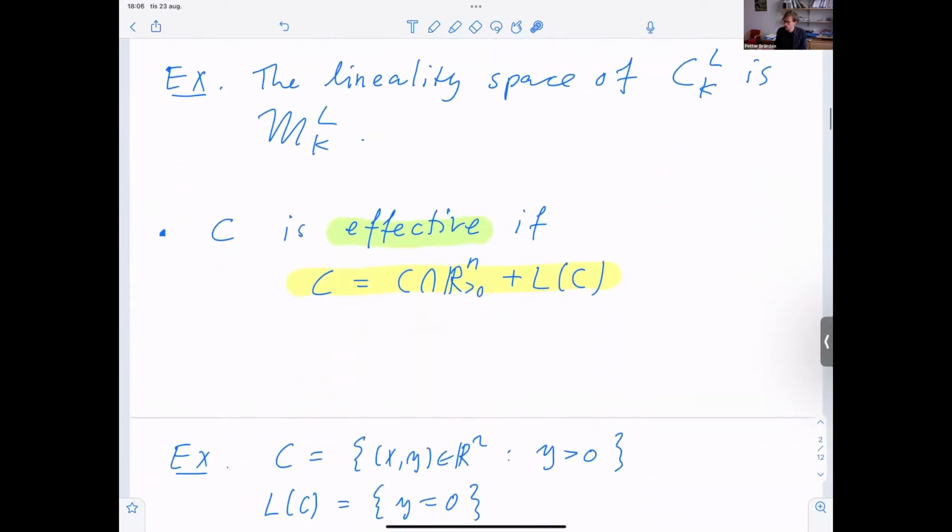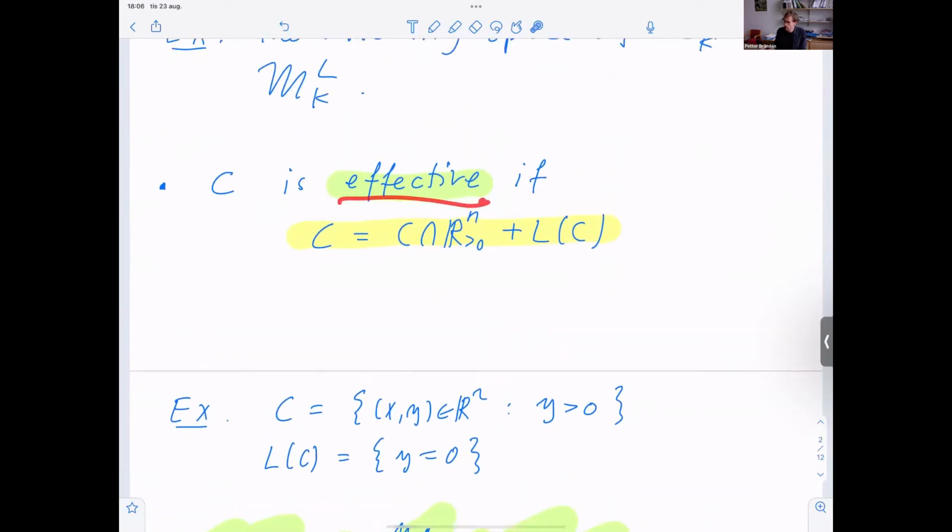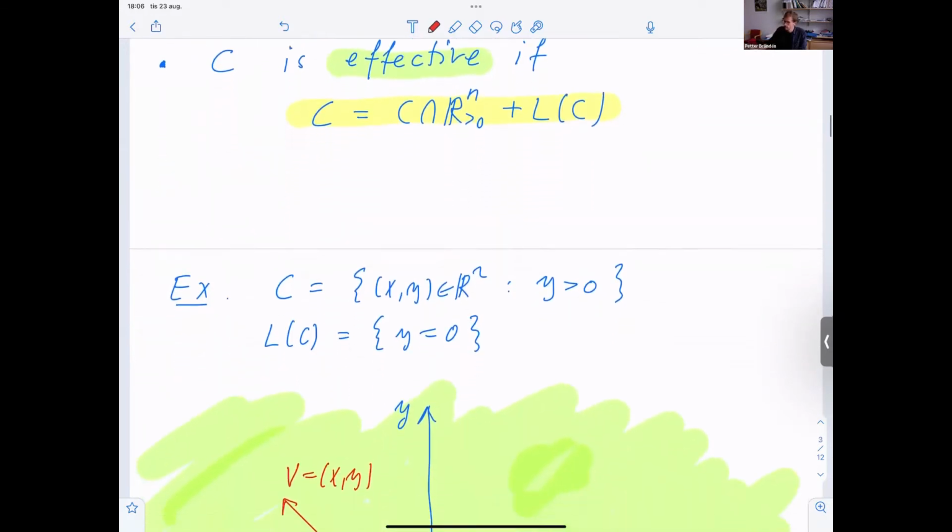Now we have this notion which we borrow from Hodge theory: we call a convex cone effective if this relation is satisfied. What it says is that for any element in your cone, you can always add something in its linearity space so that you come into the positive orthant.